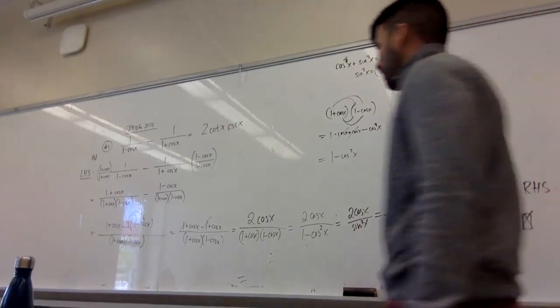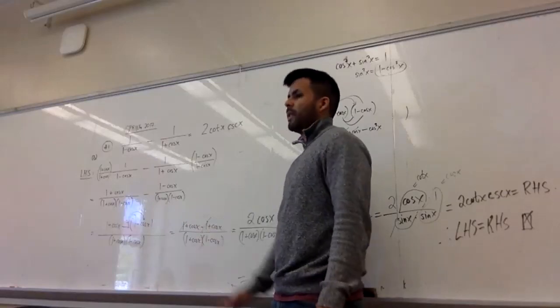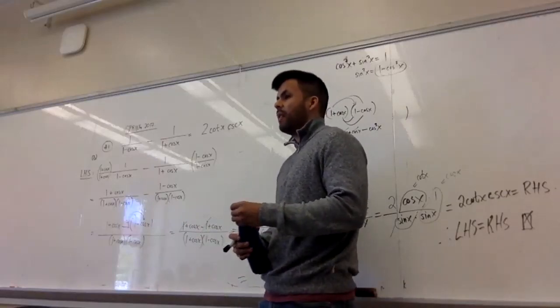How did you get to 2 when you... I added cosine x plus cosine x. How many cosine x do I have?